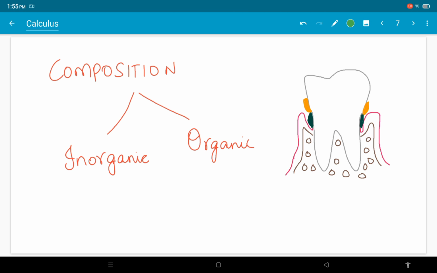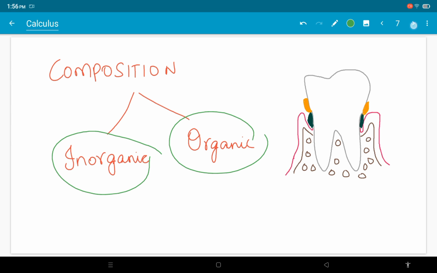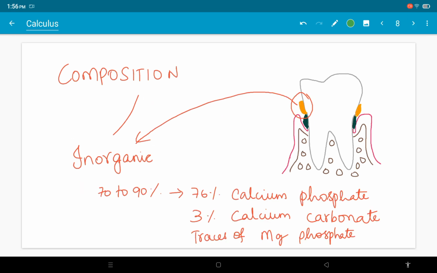The composition of dental calculus. Regarding composition, for enamel, dentin, anything, the composition will be inorganic and organic content. Here for calculus, let us see the inorganic content first. First we'll concentrate on the supragingival calculus content, then I'll compare it with subgingival. So the inorganic content, 70 to 90%, will be calcium and phosphate crystals. Calcium phosphate is composed of 76%, 3% of calcium carbonate and traces of magnesium phosphate. The remaining 30 to 10% will be your organic content.